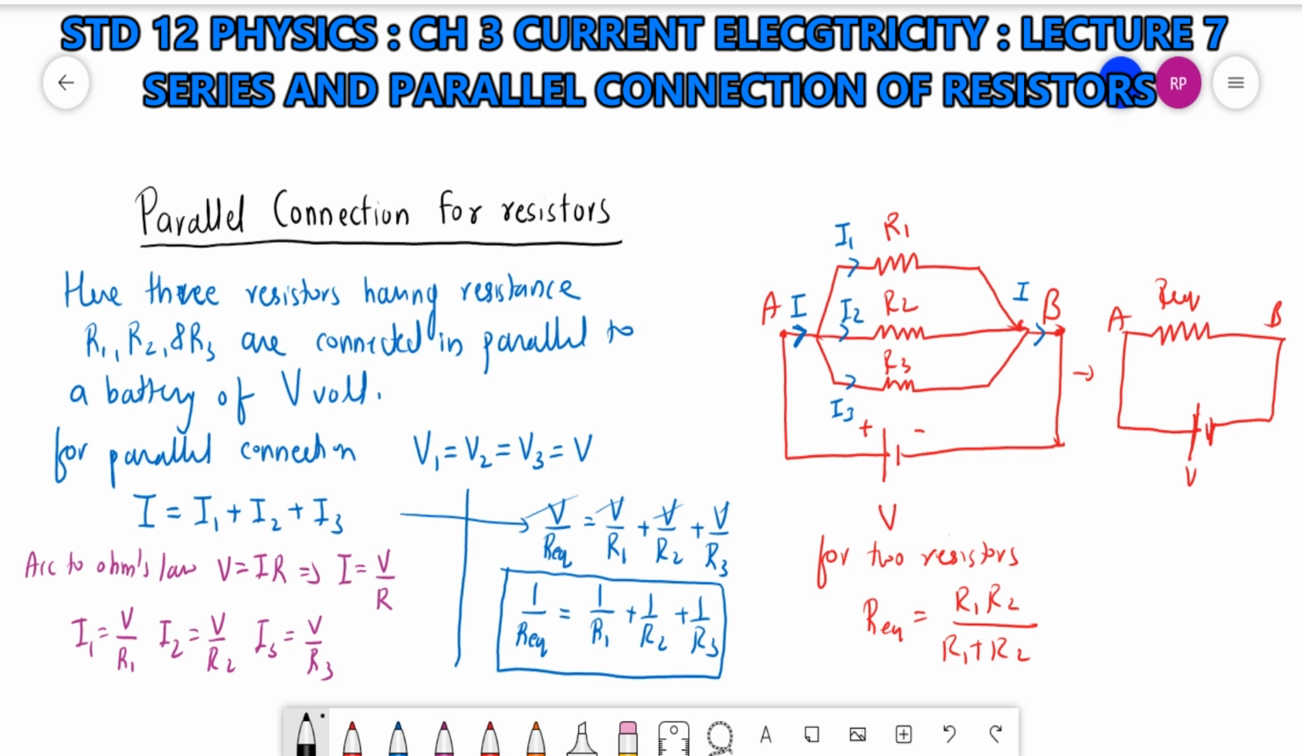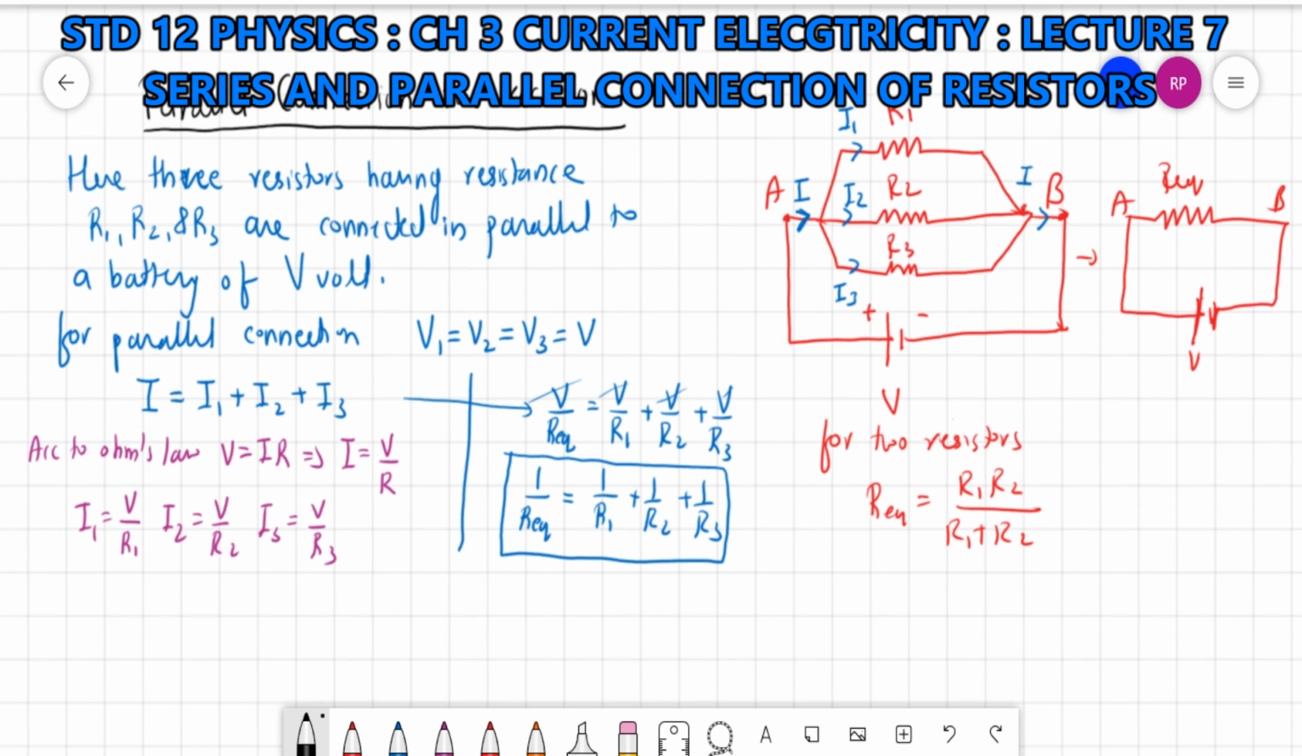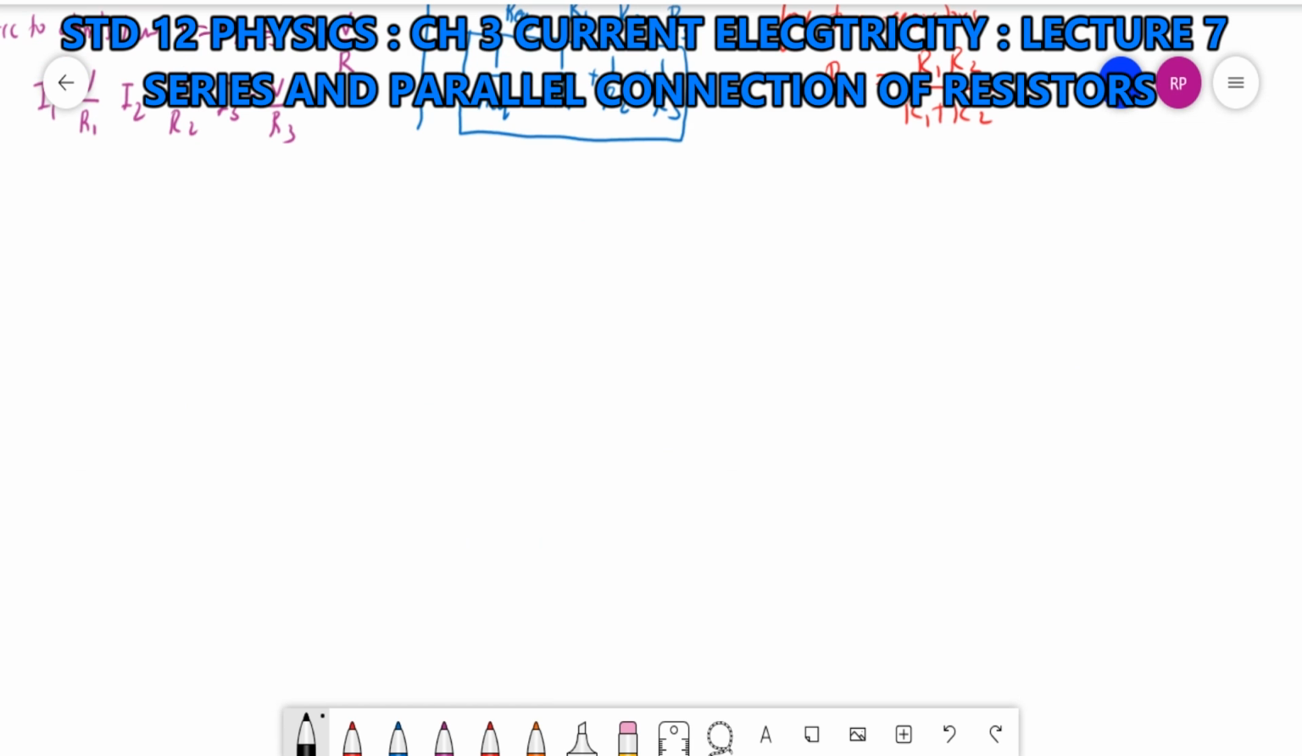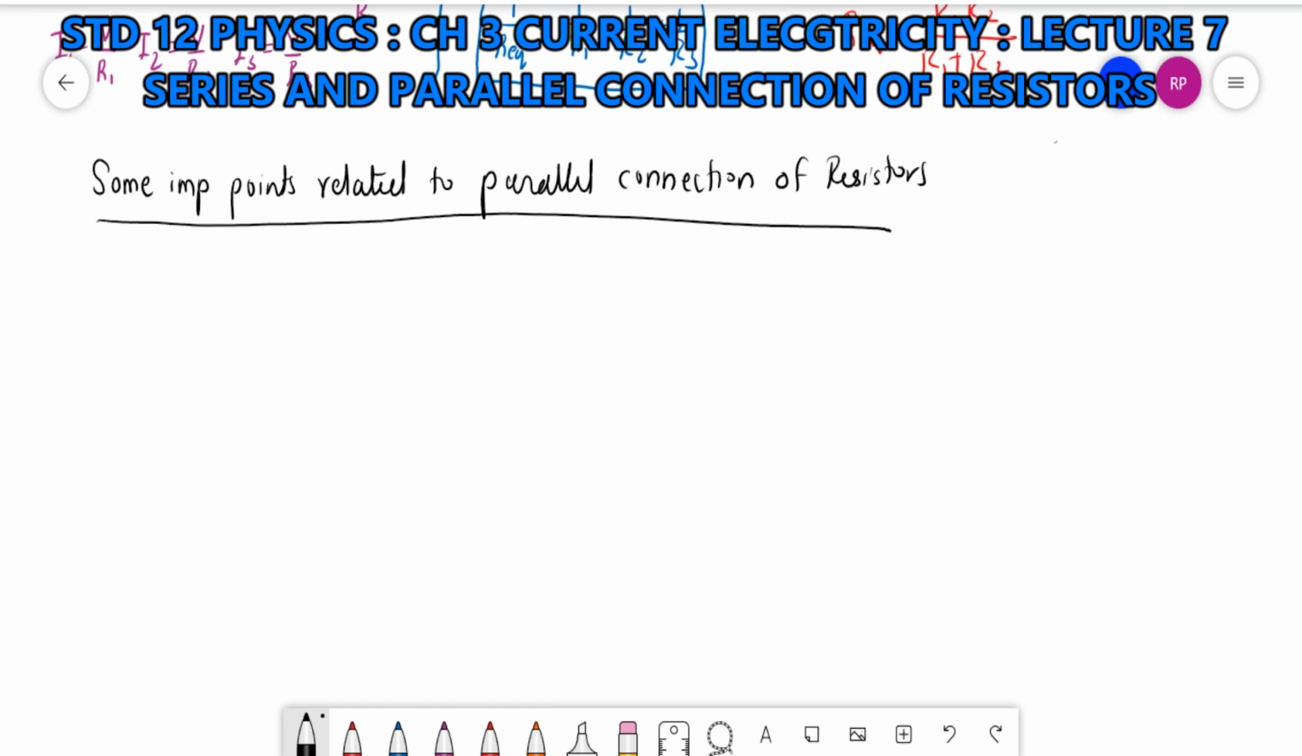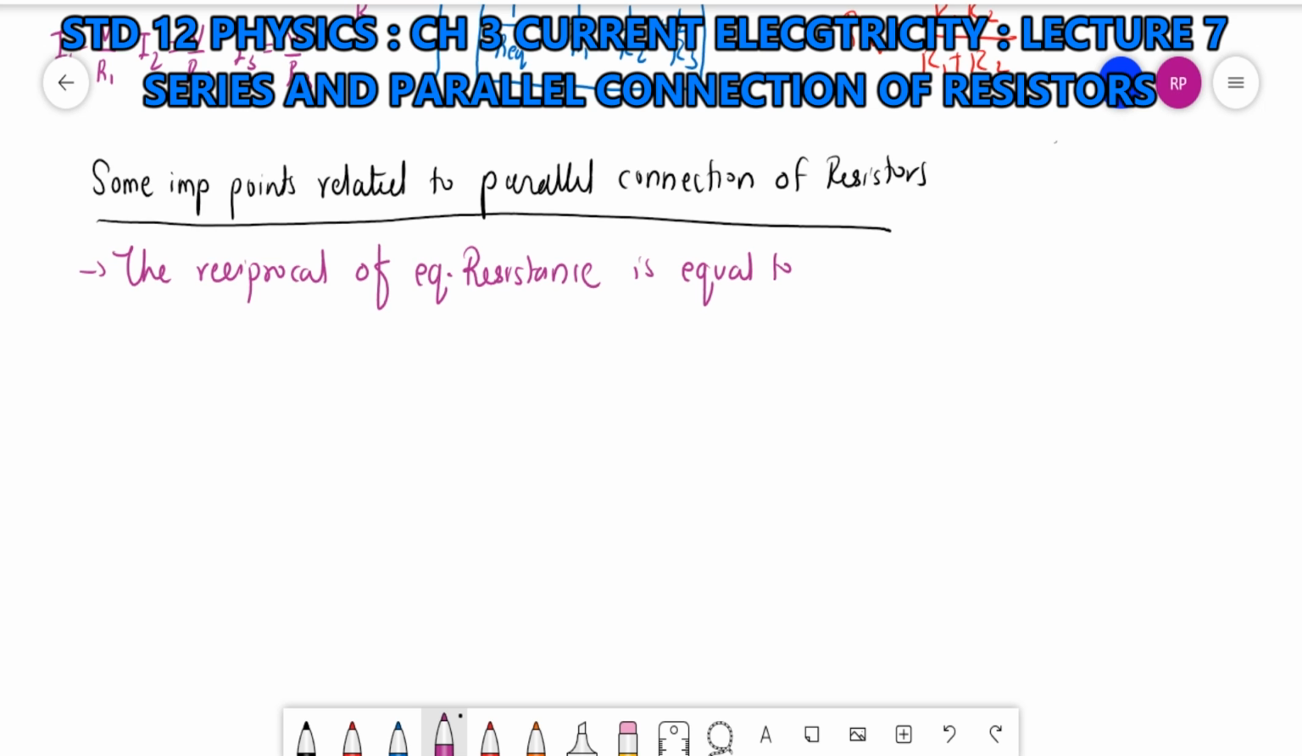Now let's see some important points related to the parallel connection. The first one is the reciprocal of equivalent resistance is equal to the sum of reciprocals of individual resistors.